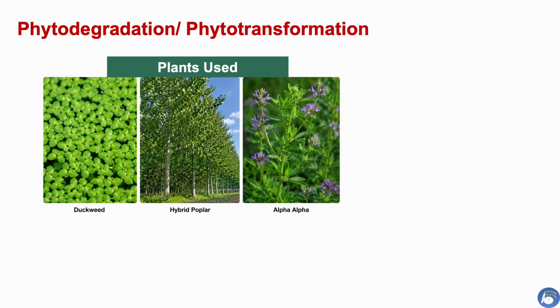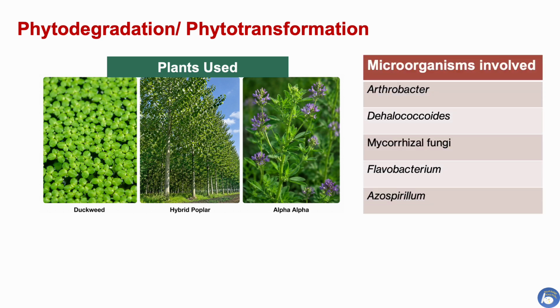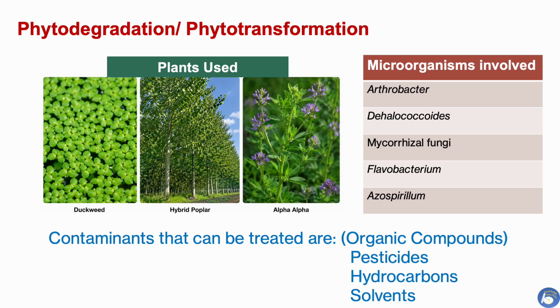Plants used for phytodegradation are hybrid poplar, alfalfa and duckweed, etc. Microbes that can be helpful for phytodegradation are Arthrobacter, which is excellent at breaking down persistent pesticides, and Dehalococcoides, specifically helpful when trees like poplars are used to clean up chlorinated solvents. Others can be mycorrhizal fungi, Flavobacterium and Azospirillum. Common targets in phytodegradation are pesticides, hydrocarbons, and solvents.